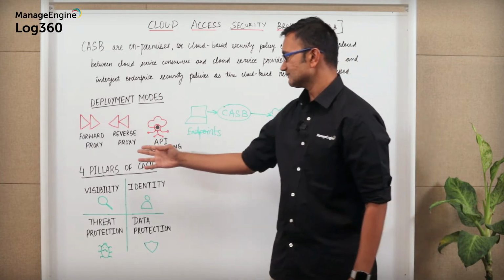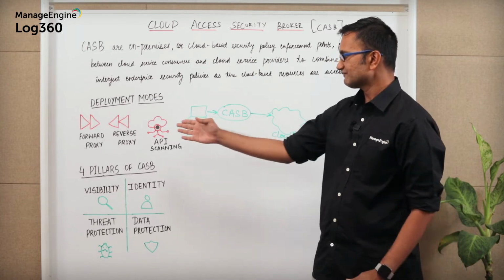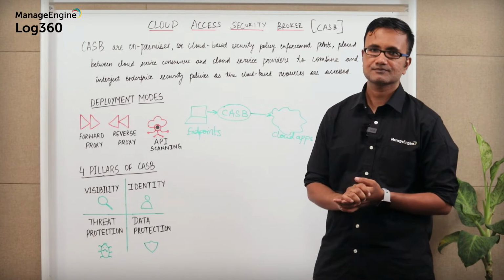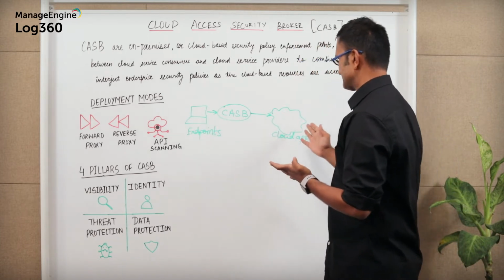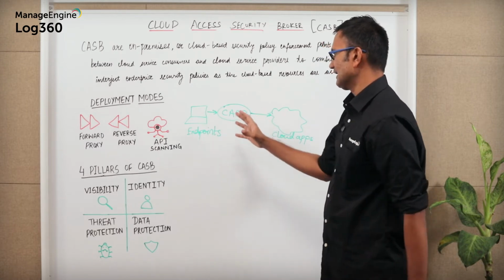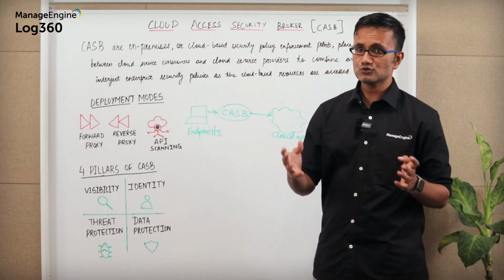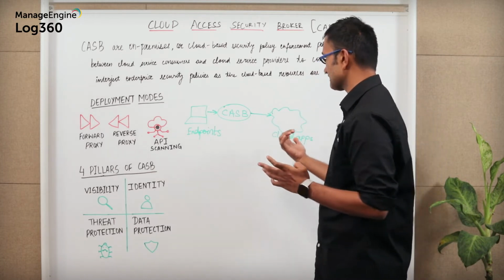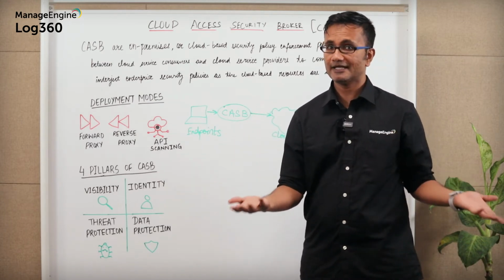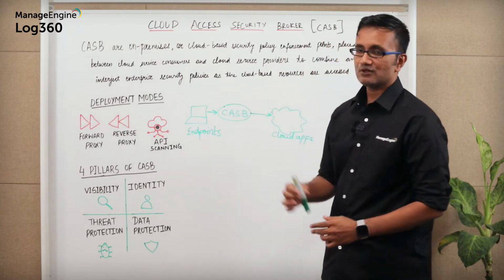Now, as you can see here, there are three different deployment modes when it comes to the Cloud Access Security Broker. You have the forward proxy, you have the reverse proxy method, and then you've got API scanning. Forward proxy is exactly this, right? What I've just told you right here. So CASB would stay at the midpoint, and it would be generally at the periphery of an organization's network. Anytime a user from within the organization wants to access a cloud application, they will go through the CASB, which in this case would be nothing but a gateway server, so to speak. So this would be an example of a forward proxy.